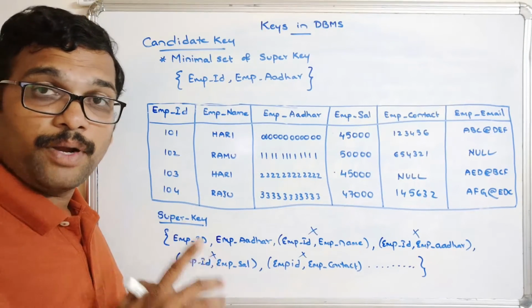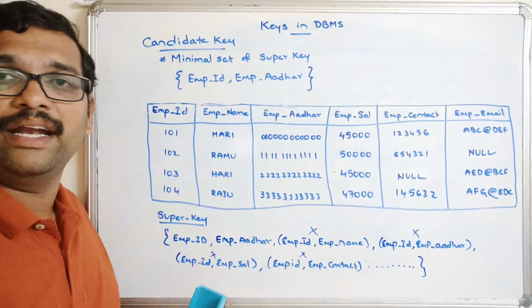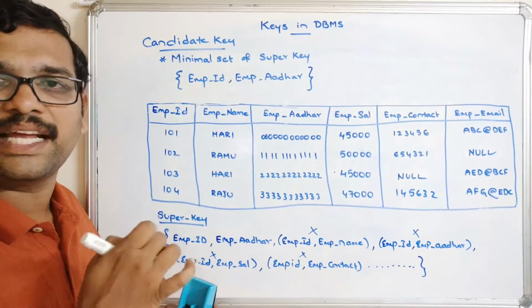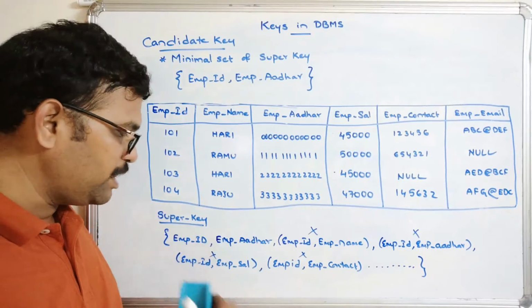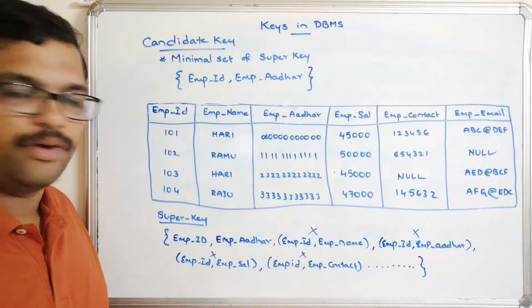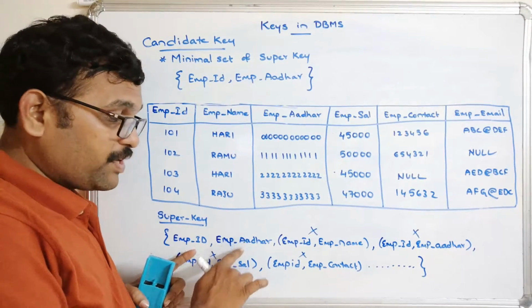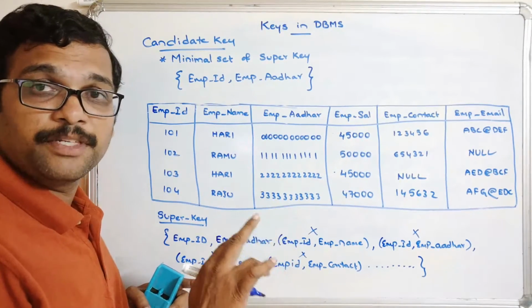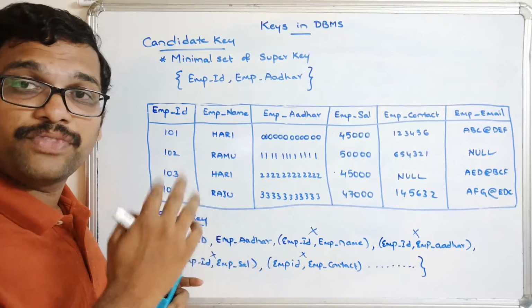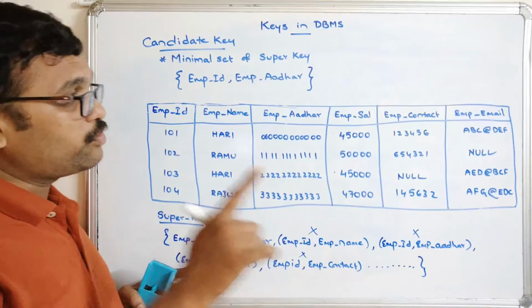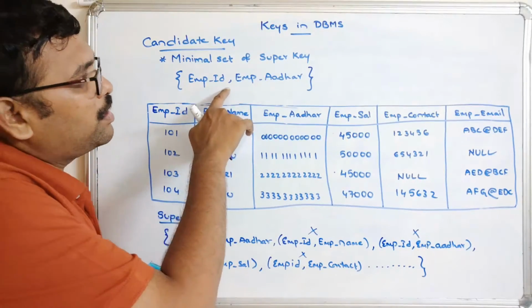So from the super key itself, we have to identify the candidate key. Candidate key means a minimal set of a super key. Minimal set means minimum combination. So first we have to consider a single key. After that we can go with the combination of keys. That means a set of 2 keys, set of 3 keys, set of 4 keys, set of 5 keys, etc. But it should not be available in this particular candidate key.